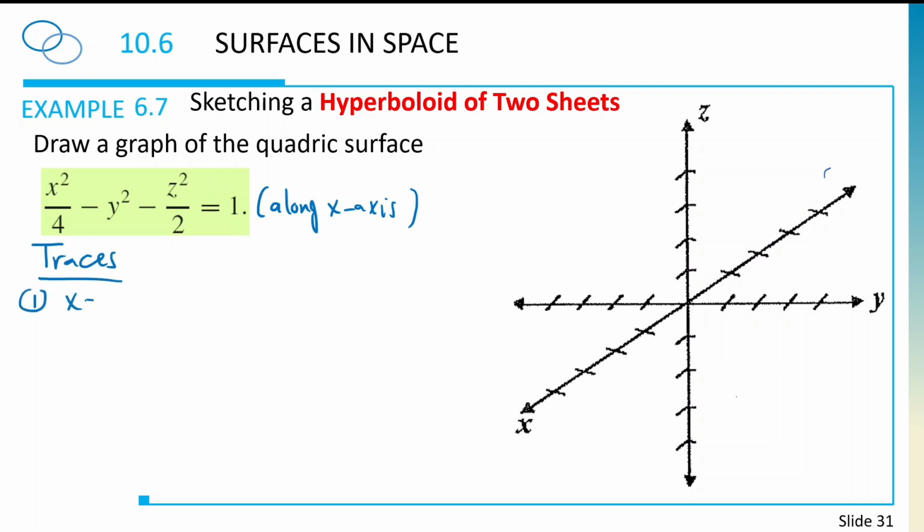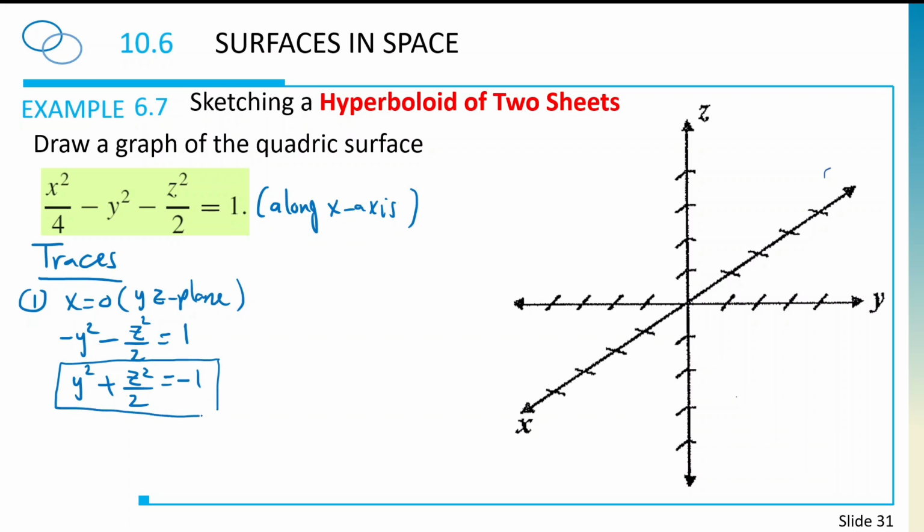The first trace I'll take at x equals 0 with the yz plane. This equals negative y squared minus z squared over 2 equals 1. Multiply all of it by negative 1. So this is y squared plus z squared over 2 equals negative 1. Can this be a possible case? No. This is not possible. What does it mean? That this graph will not cross the yz plane.